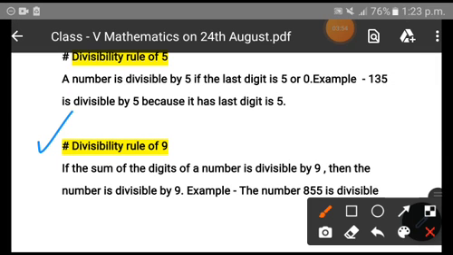Next, divisibility rule of 9. Here if the sum of the digits of a number is divisible by 9, then the number is divisible by 9. Just like the divisibility rule of 3, when the sum is divisible by 3, the number is divisible by 3. Here we will have to take the sum of the digits of the number and check whether it is divisible by 9, then only the whole number will be divisible by 9.